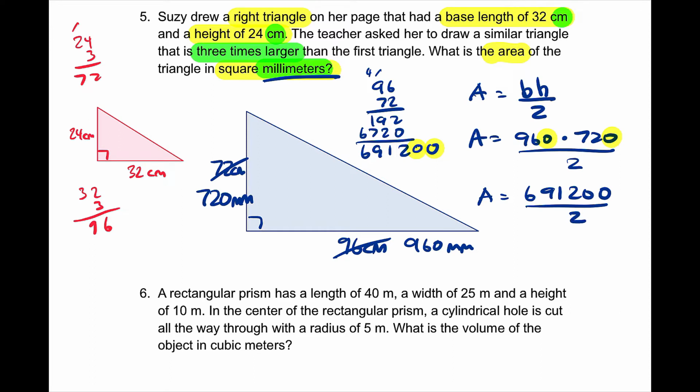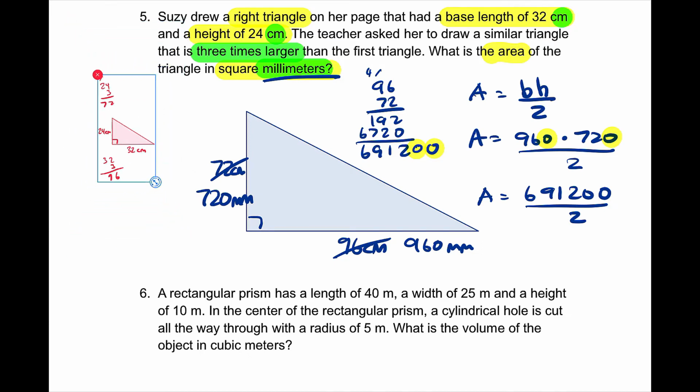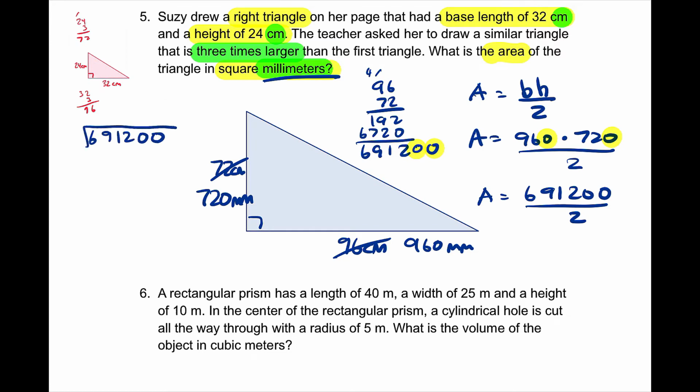691,200 divided by 2. So now you're going to have to do that math somewhere off to the side here again. Let me just see if I can move a few things out of the way here. Reduce the size. Put it up here. Okay, so let's try this. Be careful when transferring numbers all over the place that you copy it down correctly. 691,200. We're going to divide 2 into there.